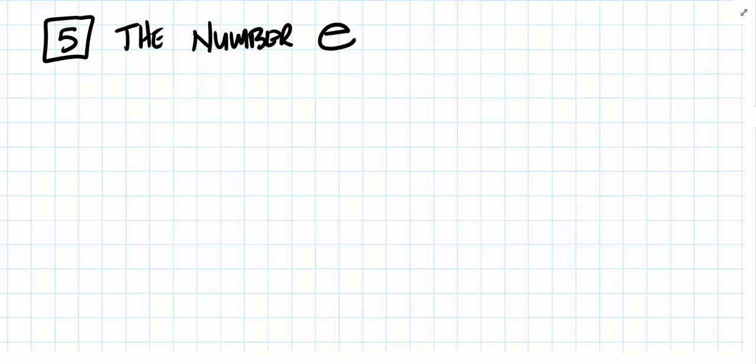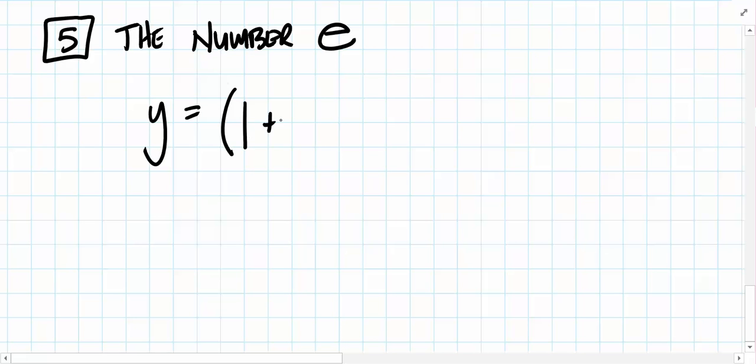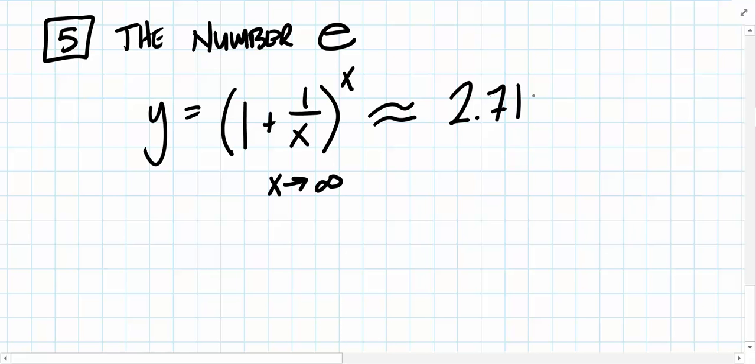So, if I take a look at this expression, 1 plus 1 over x, and I raise it to the exponent of x, as x approaches infinity, meaning that as x gets really, really big, this expression approaches a certain number. And the number that it approaches is 2.718, and it keeps on going forever and ever, just like pi does. So we approximate this to be e. So e is approximately 2.718 and then some change.